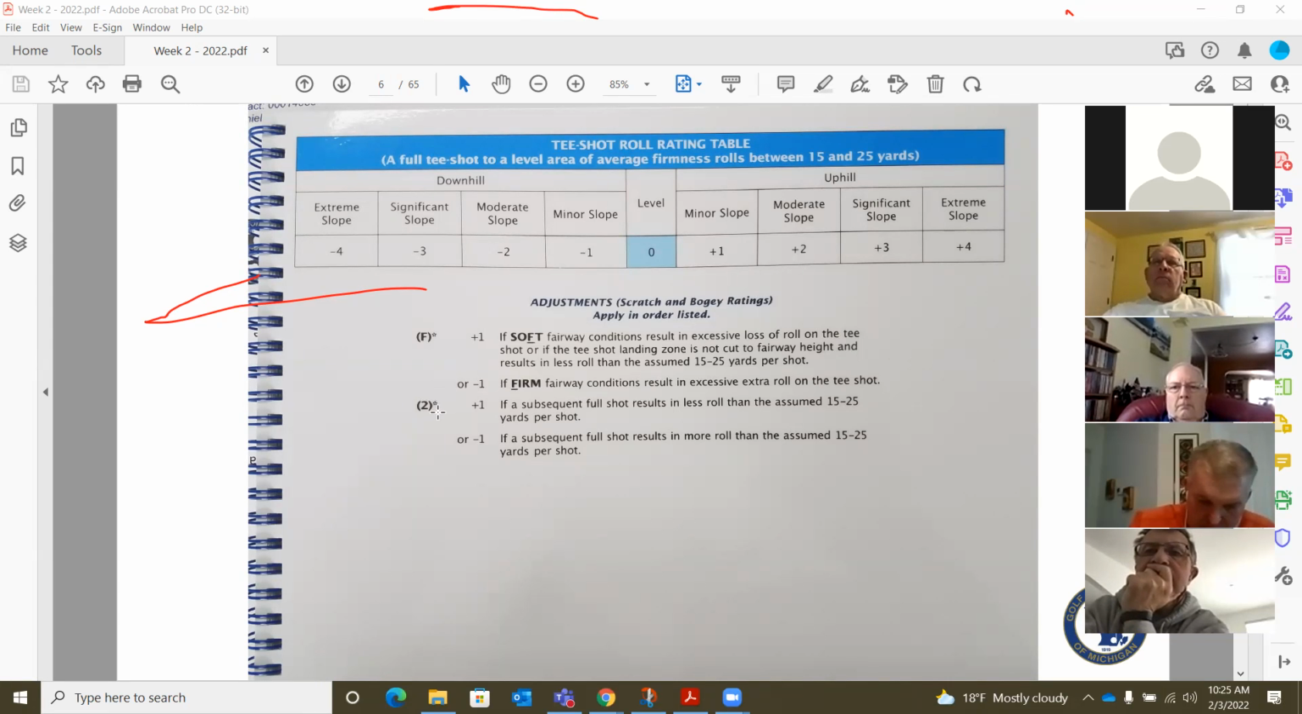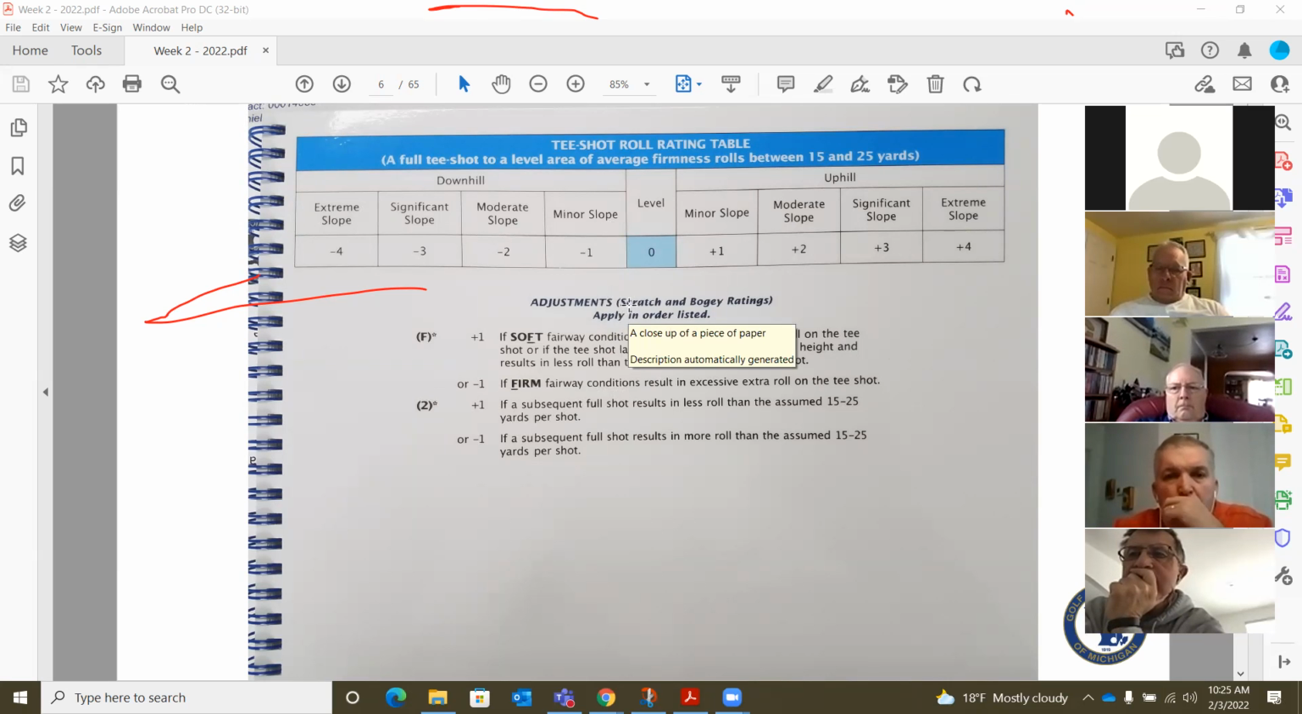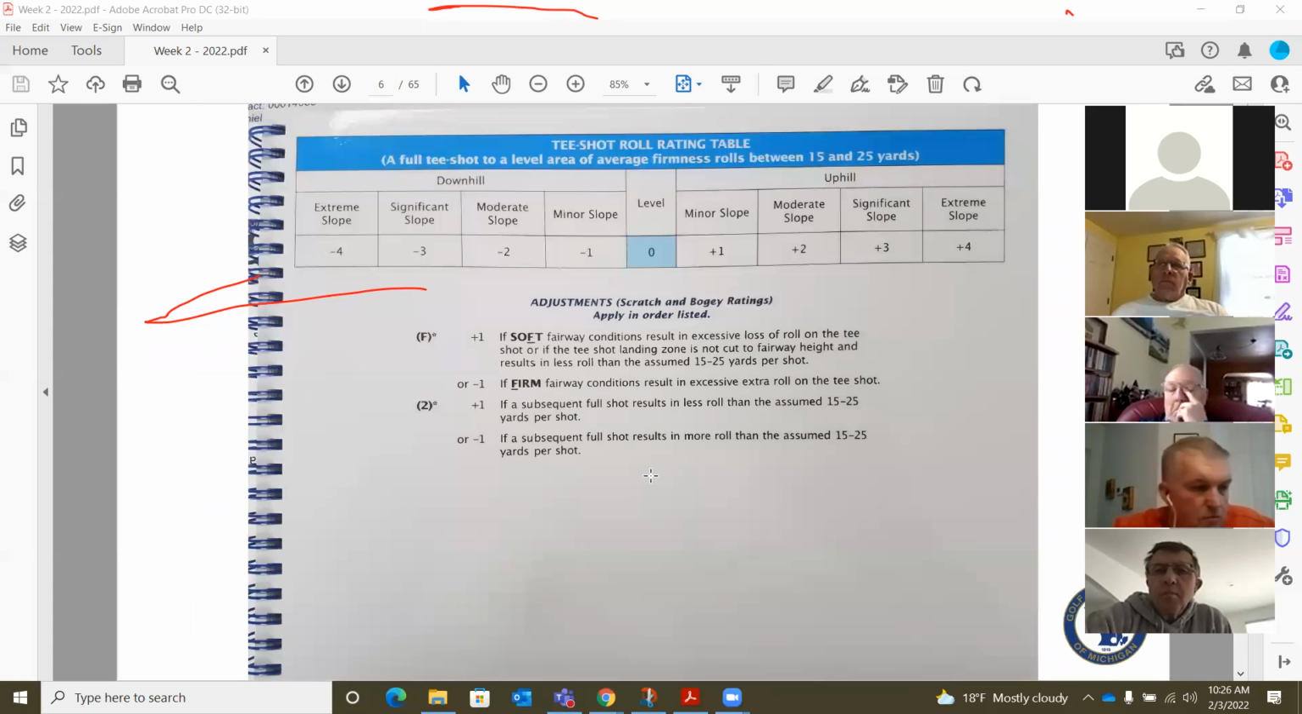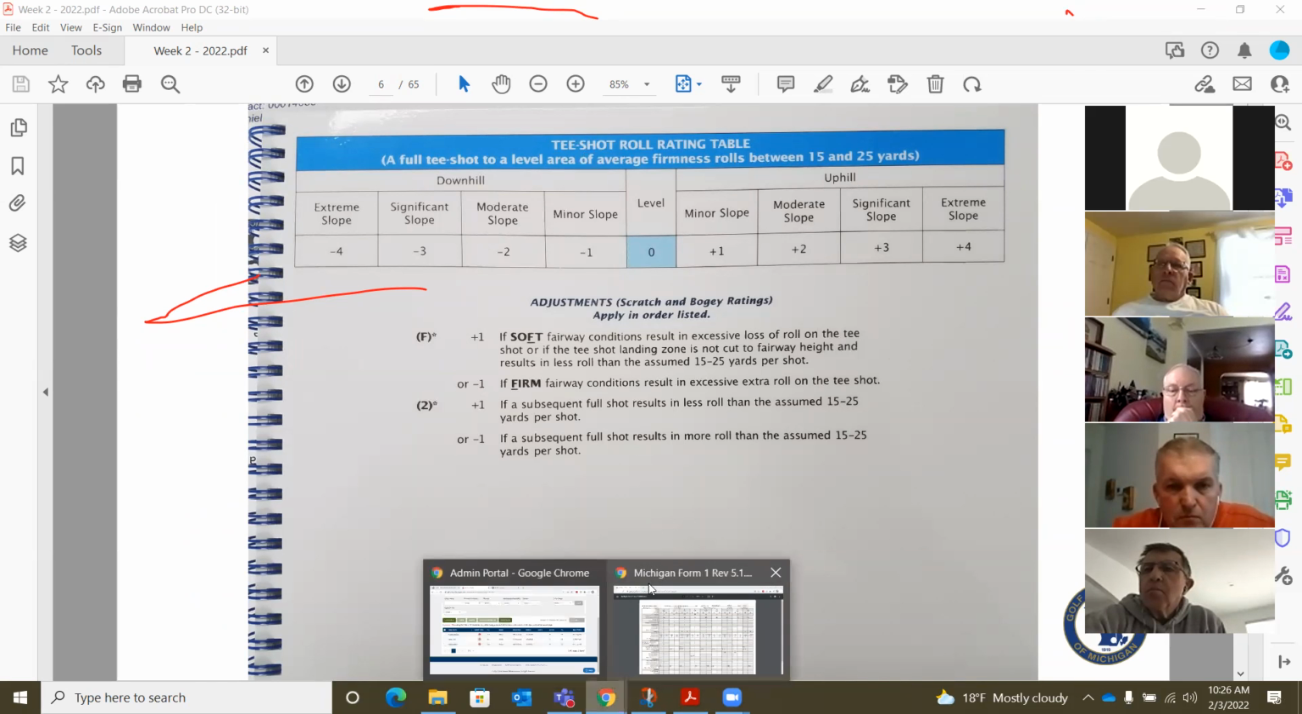that it's shot specific. Okay, but on your second shot, and this is where it gets a little confusing, you might have a situation on your second or subsequent full shot where the ball does go more than 5 yards, right? But we're still only applying a +1 or -1 for the second or subsequent shot. But when we do have that scenario, we're going to make sure we get the right yardage on our Form 1. So let me pull up a Form 1 here.